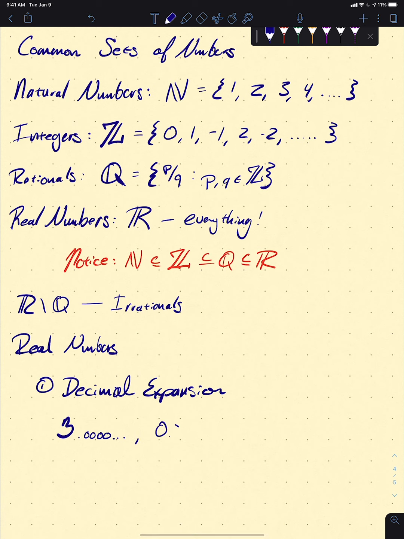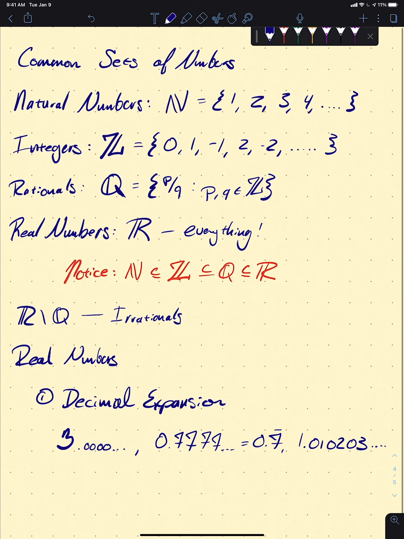Say, 0.7777, and so on, often just written 0.7 with a bar over it to tell us that the 7 repeats. You could have even weirder ones. You could have 1.01, 02, 03, and so forth. These are decimal expansions of real numbers.